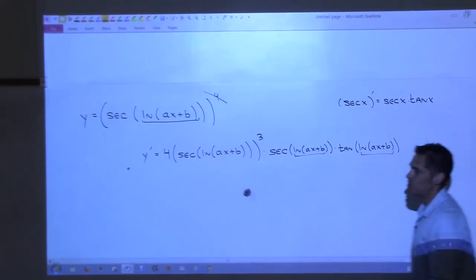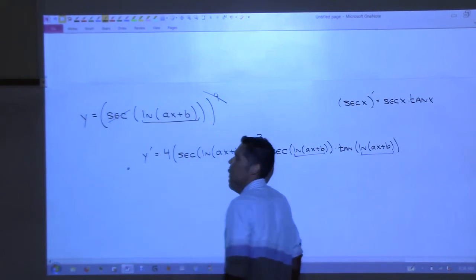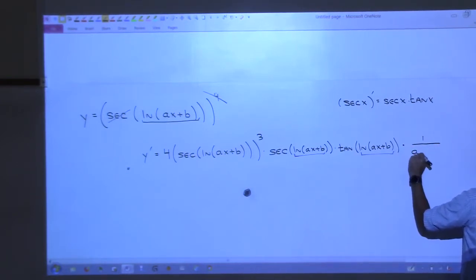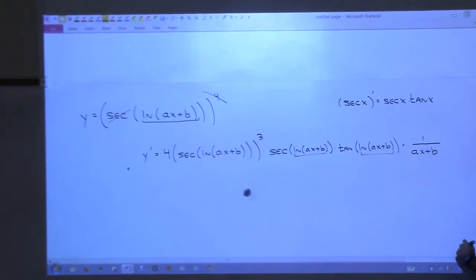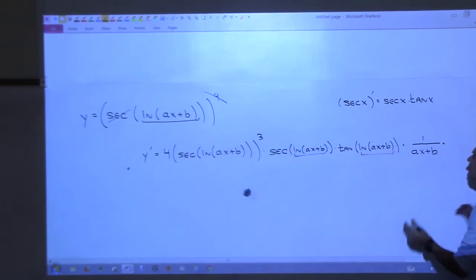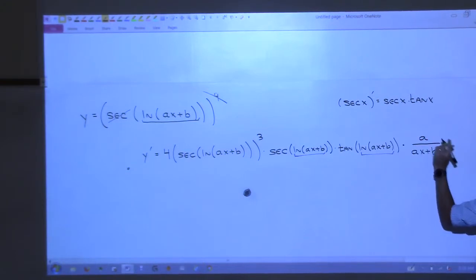Okay, we've dealt with the secant part. And now we're down to the natural log part. What's the derivative of natural log of something? 1 over it, so times 1 over ax plus b times now the derivative of what was inside the natural log, just a. So I'm actually just going to slap the a on top there. Okay, so there should be an a out here, but I just slid it up on top. That's your derivative. Yeah?